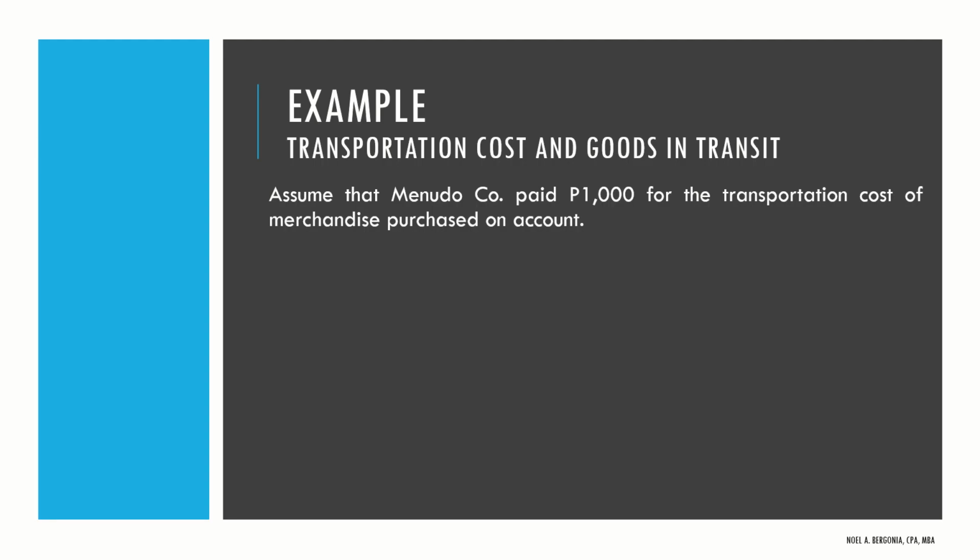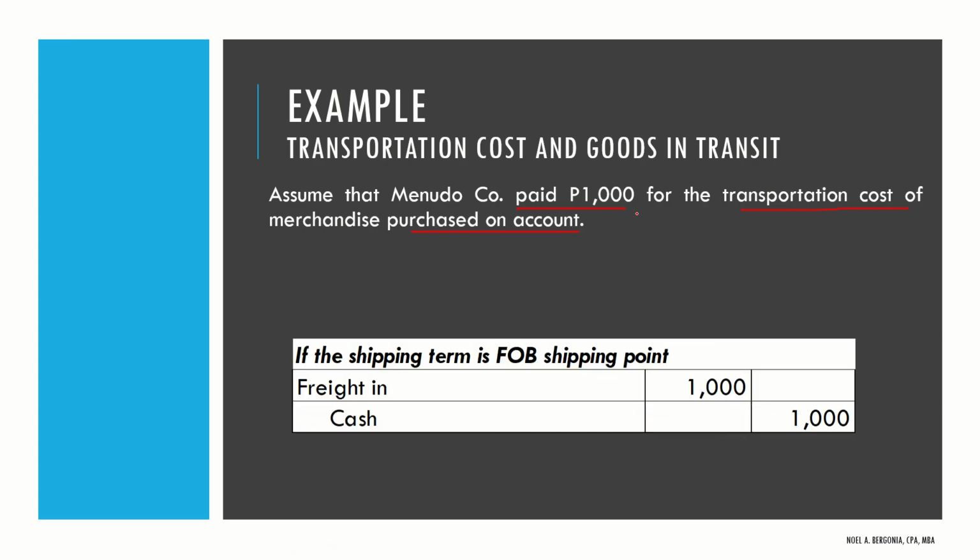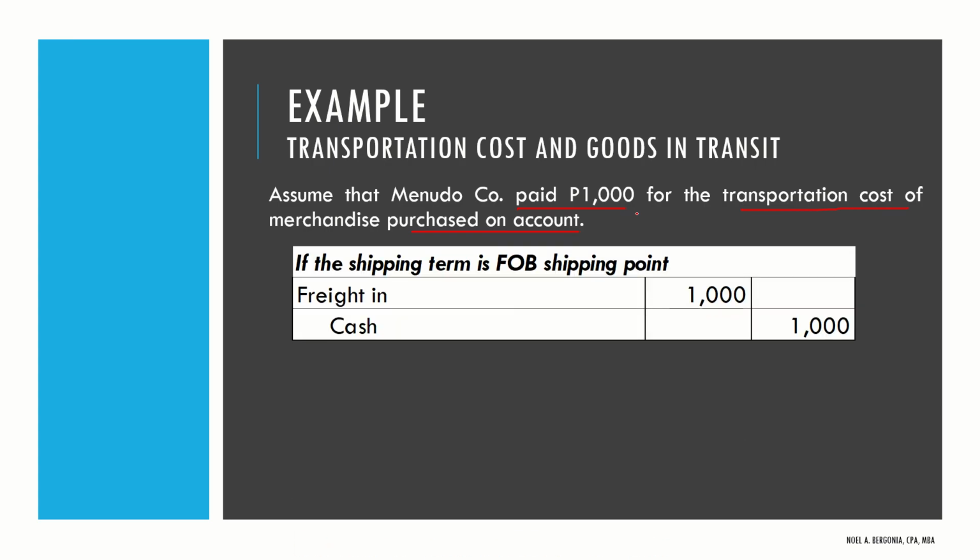So let's show an example for entries not related to transportation costs. So let's presume that Menudo Company paid 1,000 for the transportation costs of merchandise purchase on account. So nagbayad siya ng 1,000, siya yung buyer. Okay, let's say for example, it is FOB shipping point, no? FOB shipping point, who needs to pay the freight? Of course, it is the buyer. So tayo as the buyer, Menudo Company, now we will be recording it as freight in or transportation in kasi nga tayo yung dapat magbayad ng freight na yon.